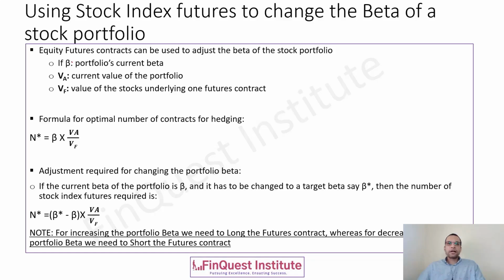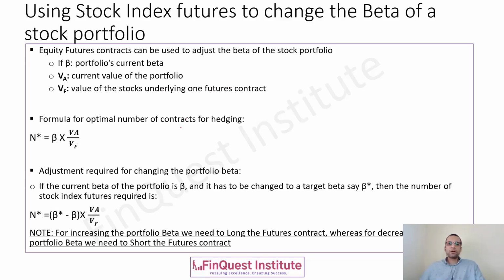Now let's say beta is the current portfolio's beta. So for a certain portfolio, this is the current amount of beta which you're holding. VA is the current value of the portfolio. VF is the value of the stocks underlying one futures contract, because we know that for every futures contract we have a certain number of underlyings. So let's say we are talking about a certain index future. Then for an index future, we have a specific number of underlyings which are pre-specified. That's also related to the lot size concept, and we know the exact number of underlyings for a futures contract. So VF is the value of stocks underlying that contract.